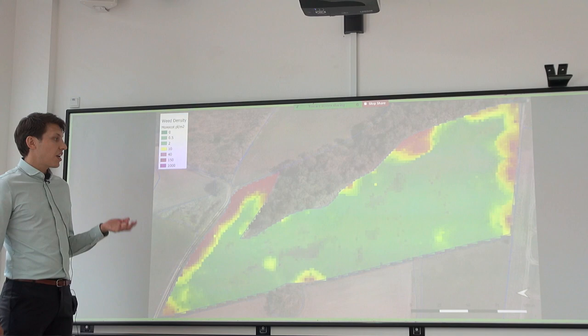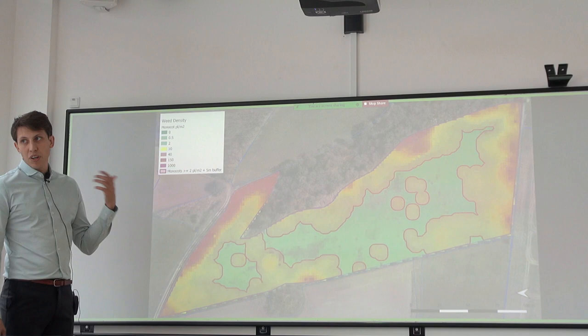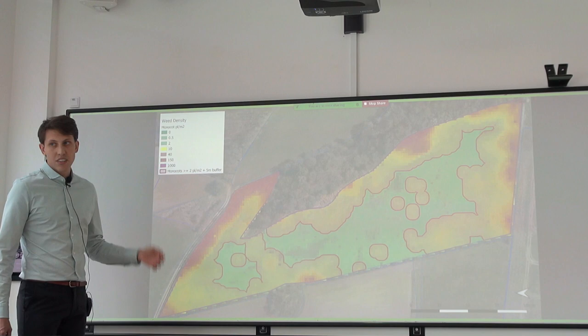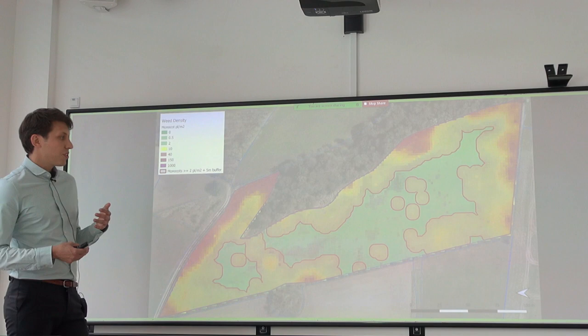And that might look something like this, which is a spraying map that has been extracted by making a threshold of where we observed more than two plants per square meter. This illustrates that it is possible for us to save a lot of the herbicides because we do not need to spray in roughly half of this field.